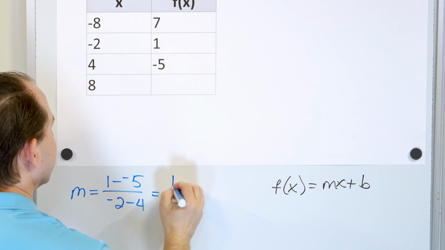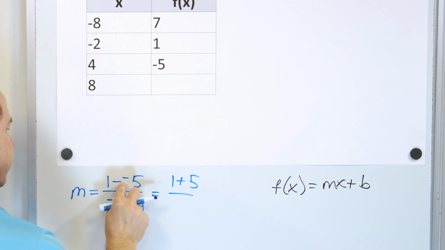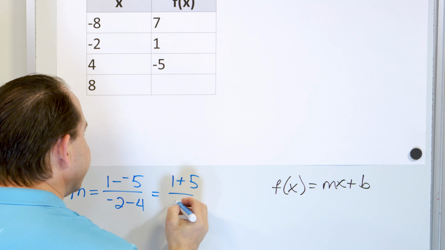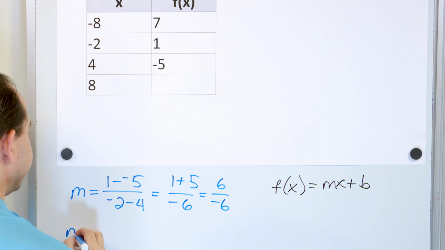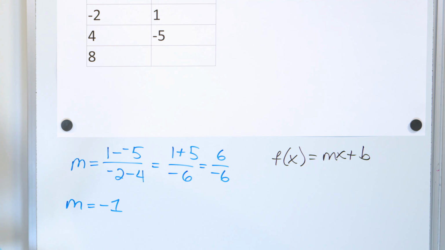All right, so this is 1 plus 5 right here, because of the double negatives. And then we have here -6. So what we actually get is a 6 on the top and a -6 on the bottom. So the slope is actually -1 in this case. Let me just double check myself, yes, a slope of -1.